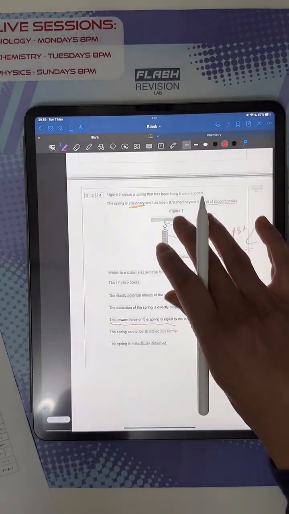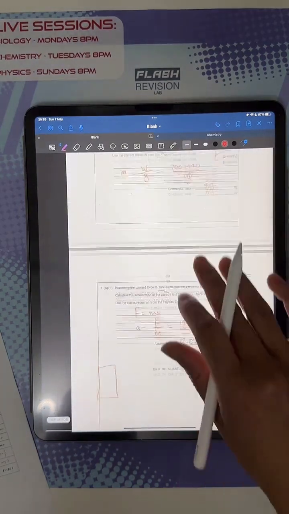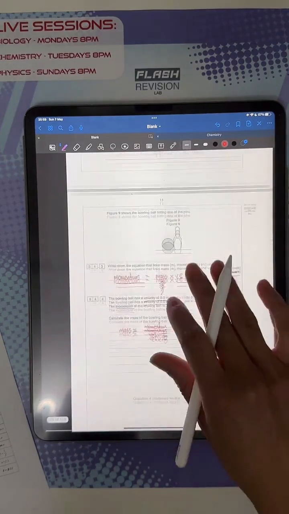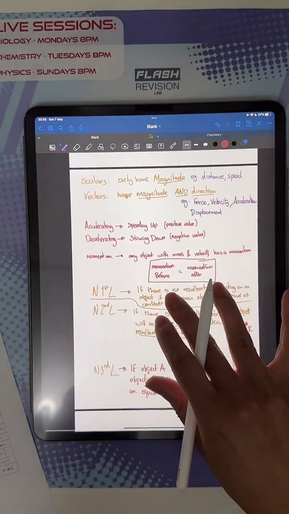Right, well done guys. So let's look back at the notes. I'll let you guys screenshot all of this for your revision. Anyone got any questions?